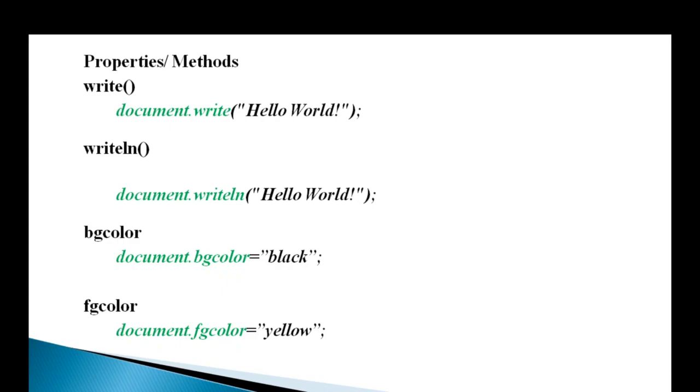bgColor: this property sets the background. For text color we use fgColor. That means the property sets the foreground color. For write method we use the statement document.write. Similarly, for writeln method, document.writeln. Background color: document.bgColor equals black, and foreground color: document.fgColor equals yellow.